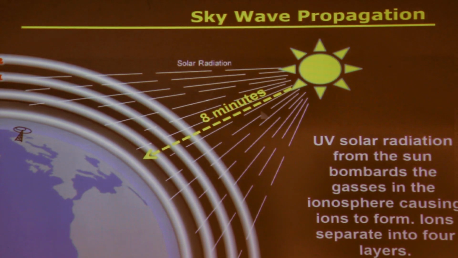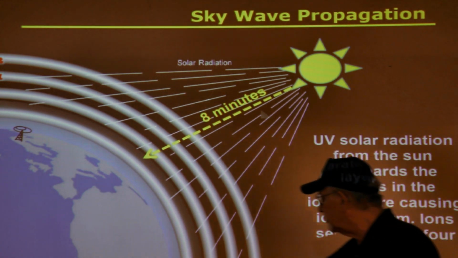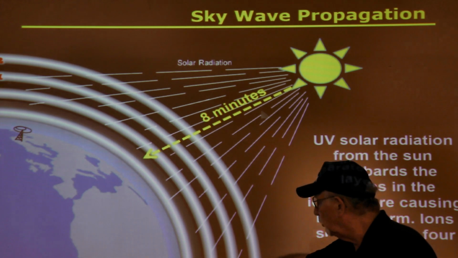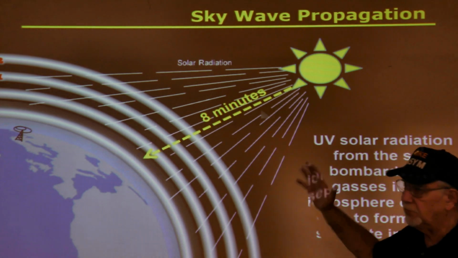Skywave propagation takes place up in the ionosphere. It is formed by ultraviolet solar radiation from the sun. When it bombards the gas in the ionosphere, it causes ions to form, and we end up with ionized layers that are reflective. They'll reflect radio waves. We talk about 4 distinct layers: the D layer, which is closest to Earth, the E layer above it, the F1 layer, and the F2 layer. Each is farther away from the Earth.